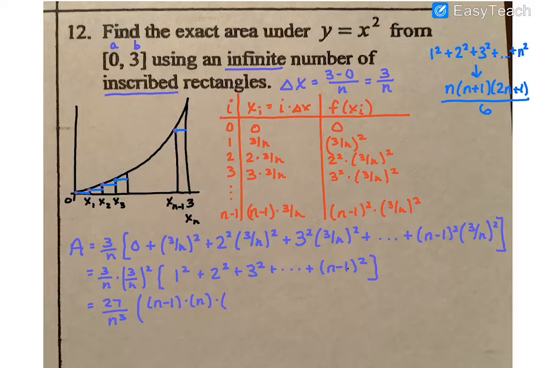And then the 2n plus 1, well, that's going to be 2 times n minus 1 plus 1. So it becomes 2n minus 2 plus 1, which simplifies up to be 2n minus 1. Still all over 6.